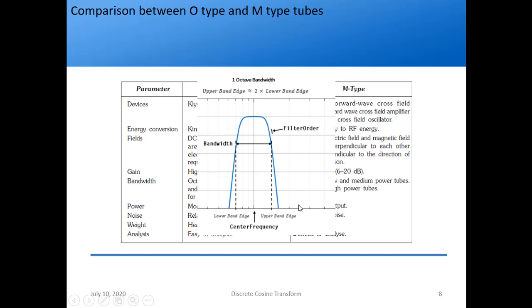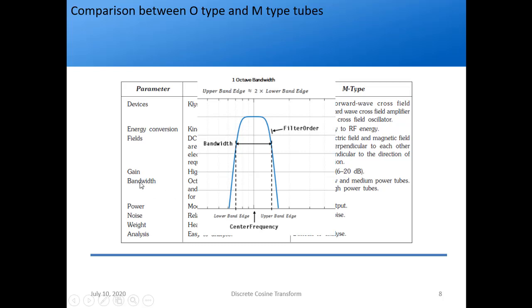Called octave bandwidth. Suppose this lower band edge is 2 gigahertz, and if I say this is at 4 gigahertz, so 4 is what? 2 times 2. So I am getting the upper cutoff frequency, for example, as 2 times the lower cutoff frequency. Then we say we have achieved octave bandwidth, and it is a very good bandwidth or broad bandwidth we can say.